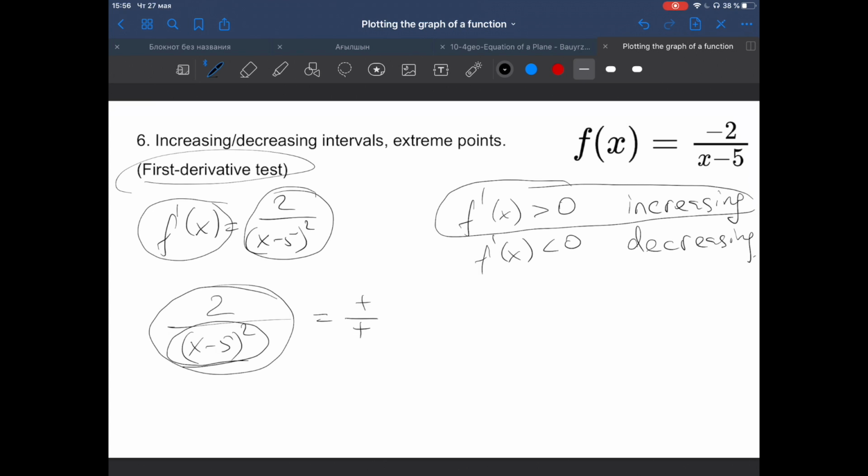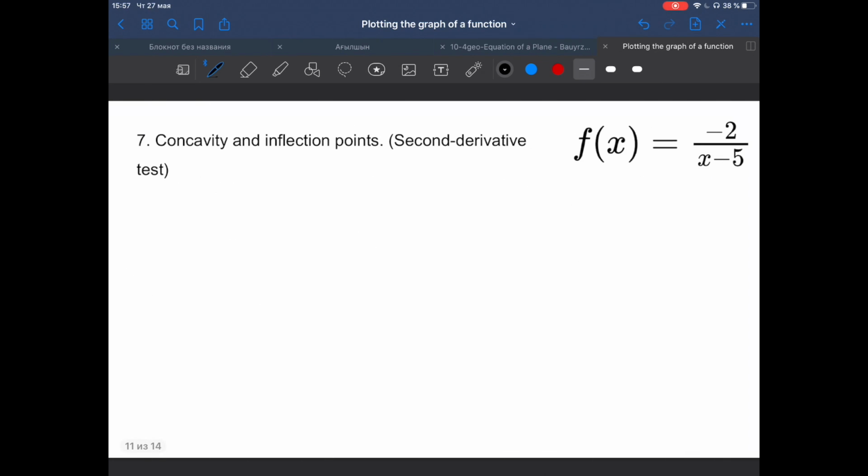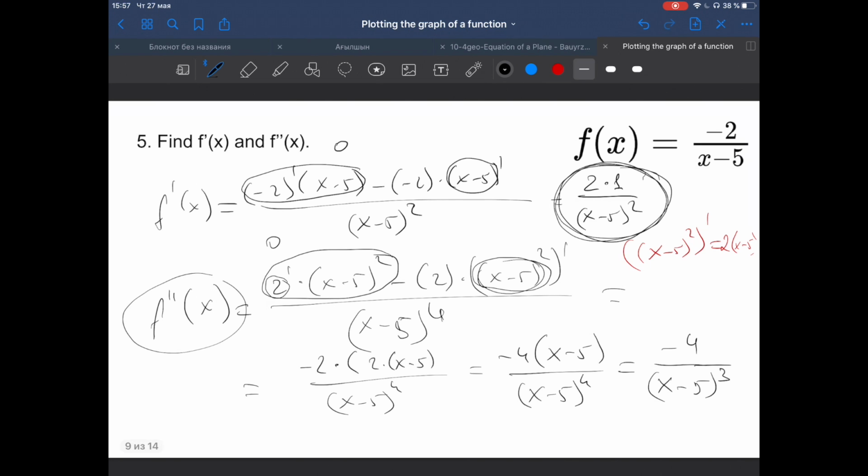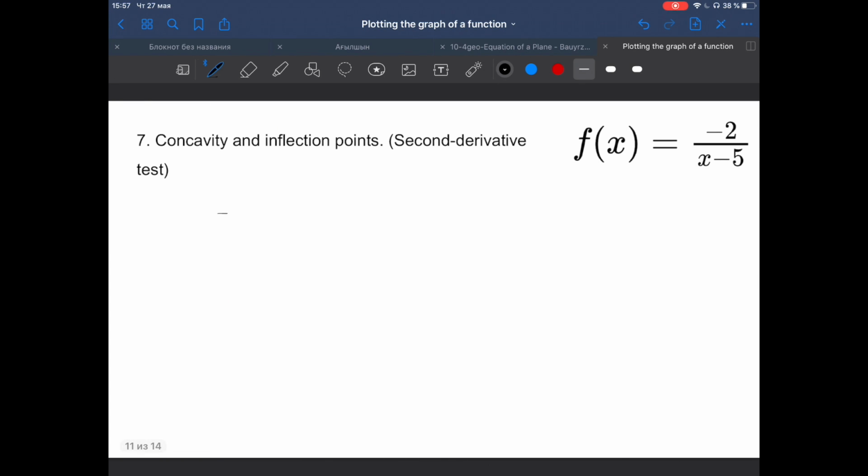Okay, next, concavity and inflection points. To find this, we use second derivative. We know that second derivative is equal to this expression, minus 4 divided by x minus 5 cubed, f double prime x. And to find concavity, where our function is concave up or down, we construct the sign chart, yes?